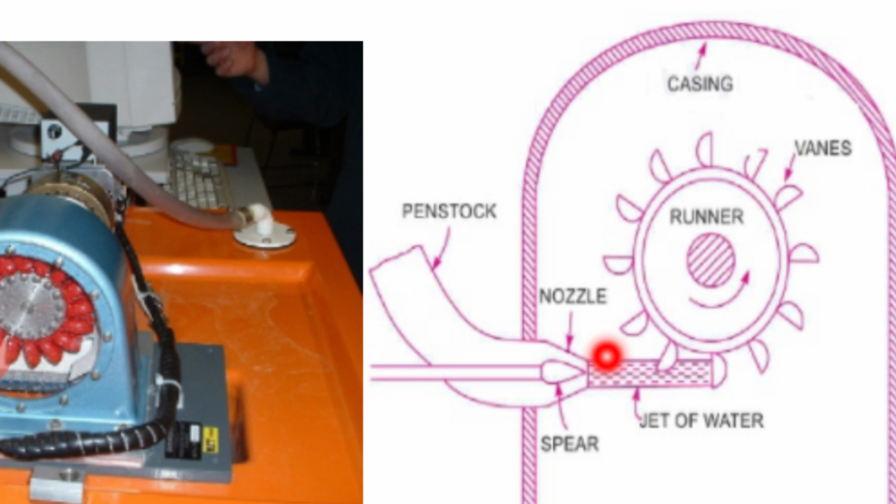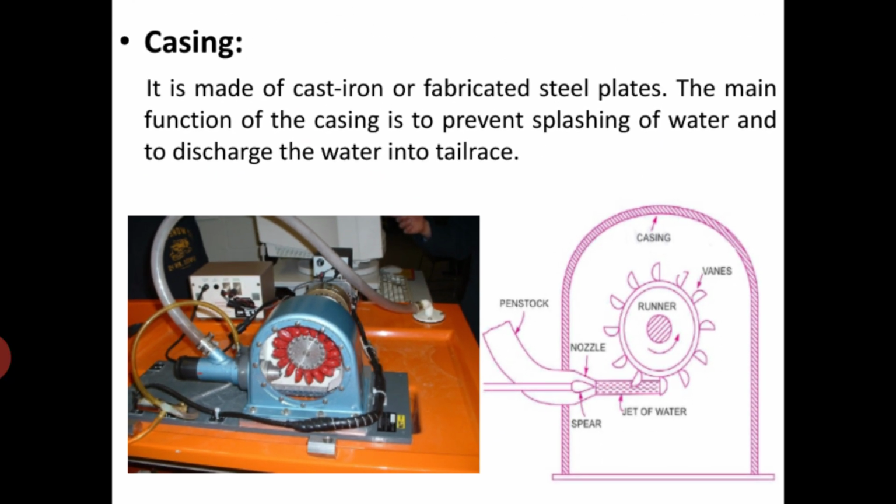reduces to almost zero. But the runner, due to inertia, even though the nozzle has been closed, goes on revolving for a long time. To stop this runner in a short time, a small nozzle is provided which directs a jet of water on the back of the vanes. This jet of water is called the braking jet. Okay, so these are the components of the Pelton wheel.